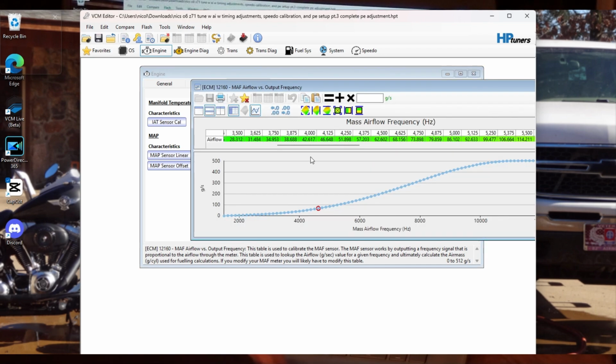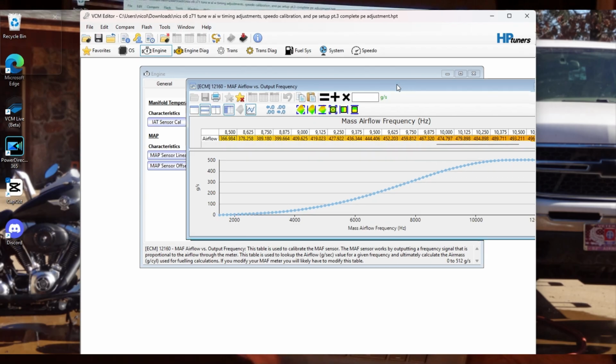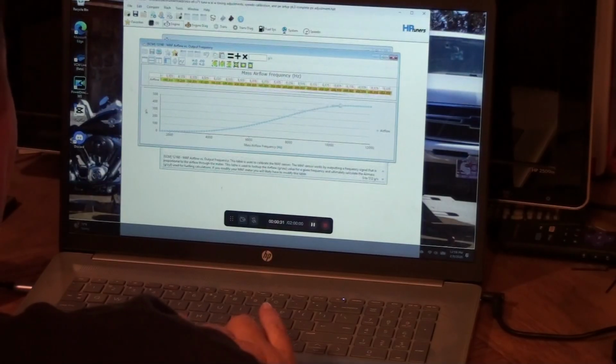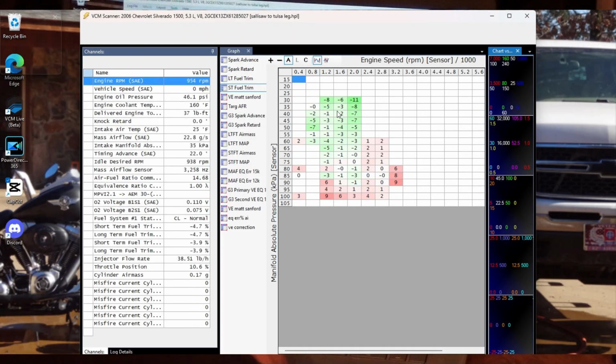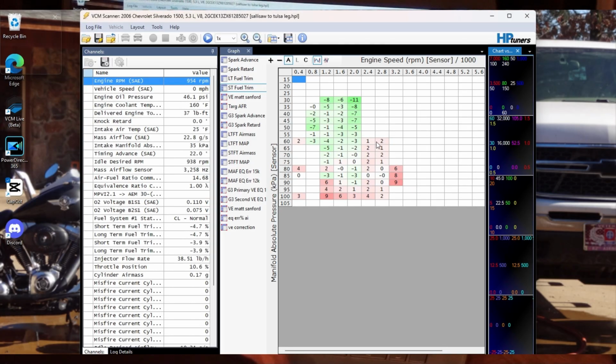Here we see a general MAF curve. This is what a MAF curve looks like on your chart when we're looking at it and we're going to make our edits. This is a short-term fuel trim of when our MAF is not in sync and is searching.